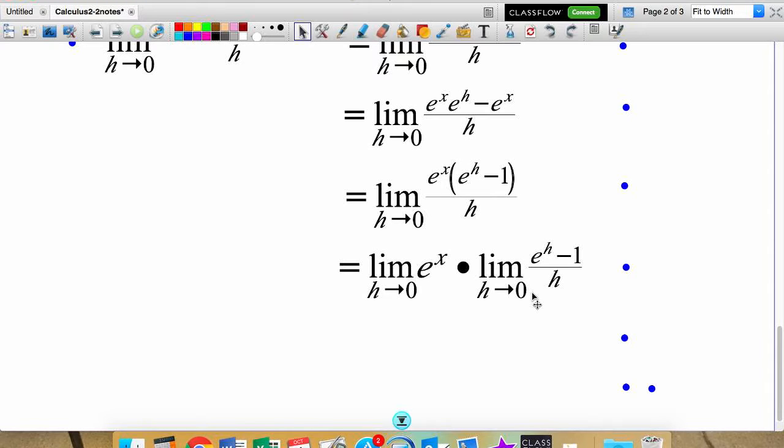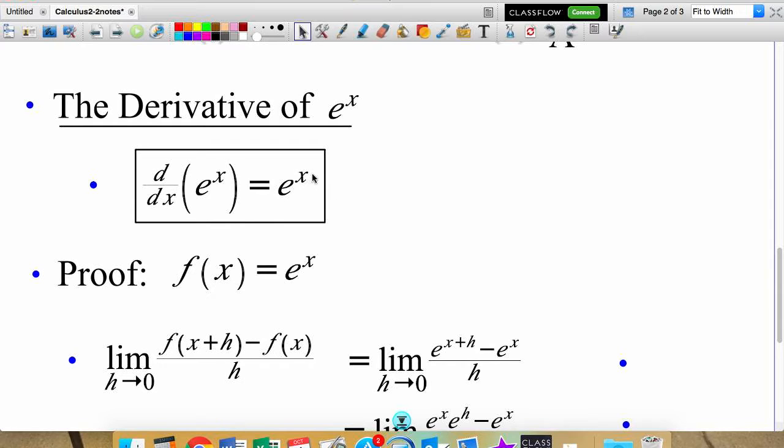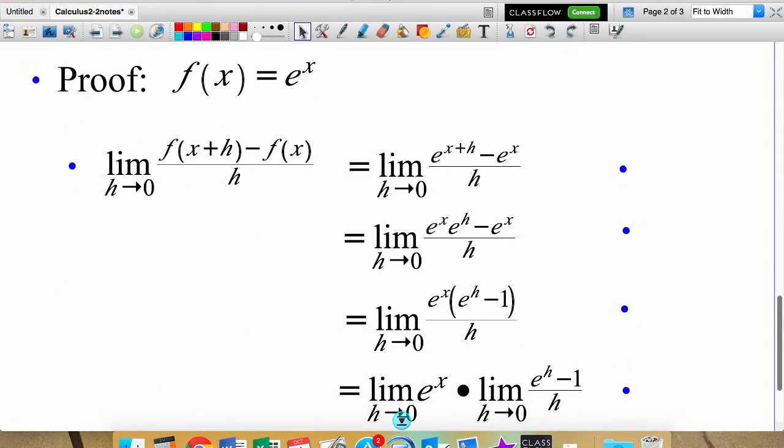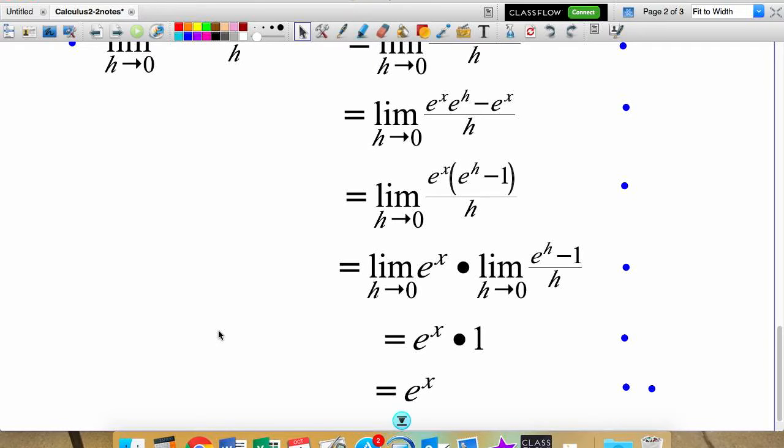For the second part, we have to do a little bit more work and we'd have to create a table of values. Let me convince you without actually doing it with you that if you use a table of values for this particular limit, you'll find that the limit is 1. So this means that our limit is going to be e to the x times 1, or e to the x. Therefore, the derivative of e to the x is e to the x, and you can go ahead and fill that in. This is the easiest derivative you will come across.